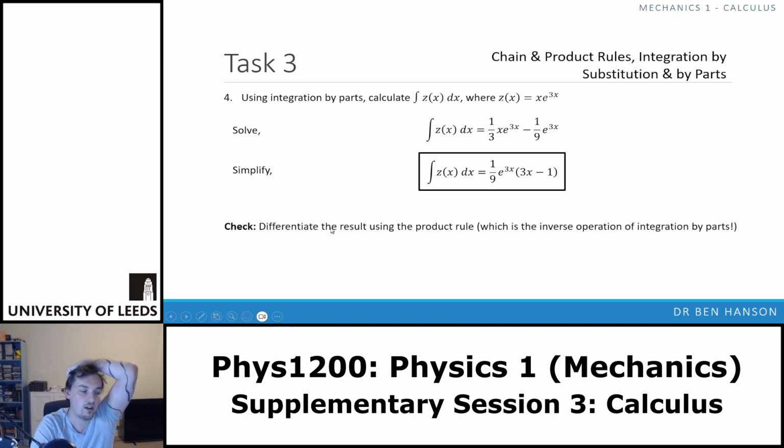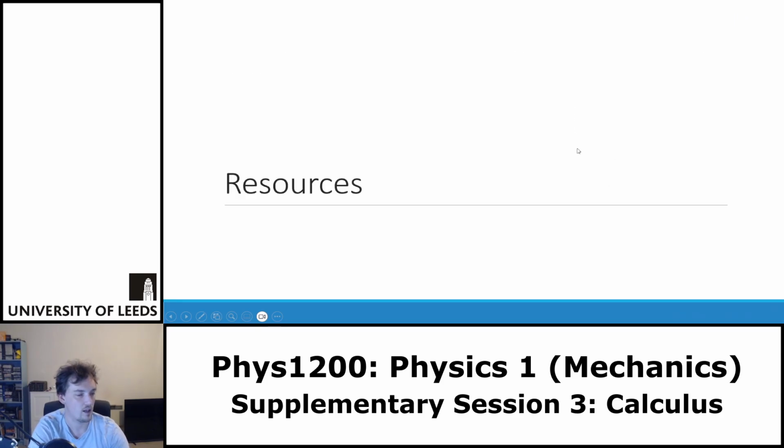Differentiate the result using the product rule, because it's the inverse operation of integration by parts, and check that it gives you x e to the 3x back. If it does, you know you did your integration properly. And that's it. That's all I want you to know about integration.